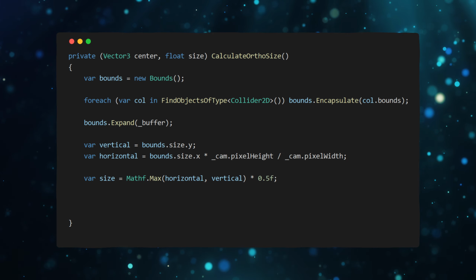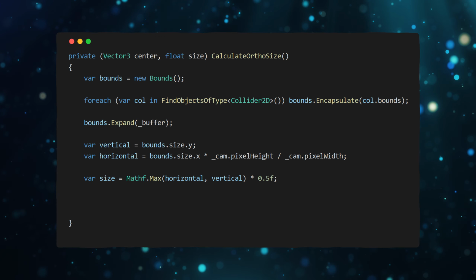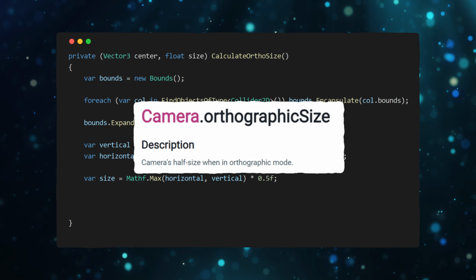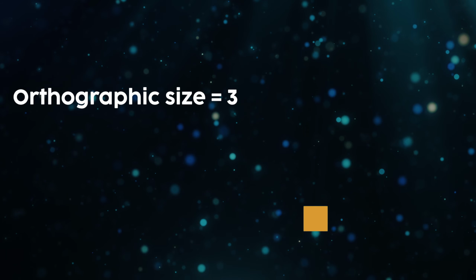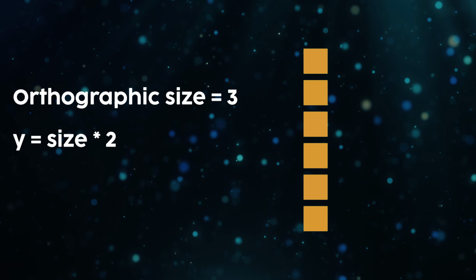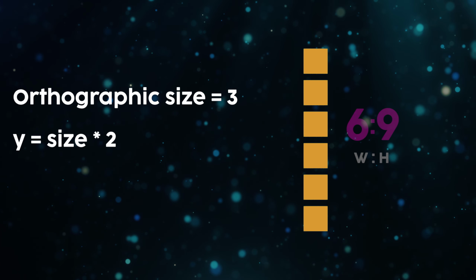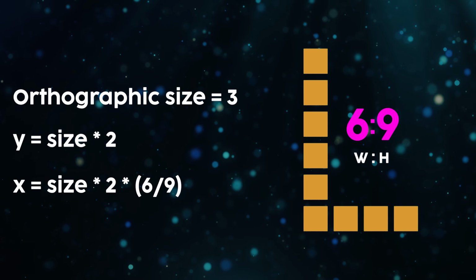Now we choose the greater value as our orthographic size and multiply it by 0.5. We do this because the camera is half size while in orthographic mode. To demonstrate this, say we set our orthographic size to 3. Being half size, this would give us 6 units vertically. If we're using the illustrious aspect ratio 6:9, this would give us 4 units horizontally.